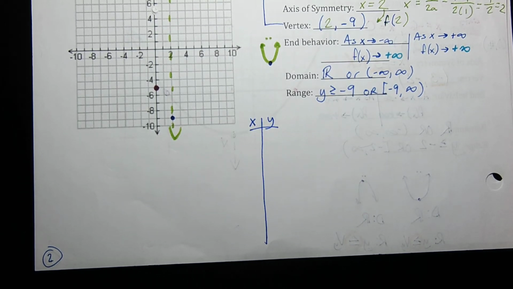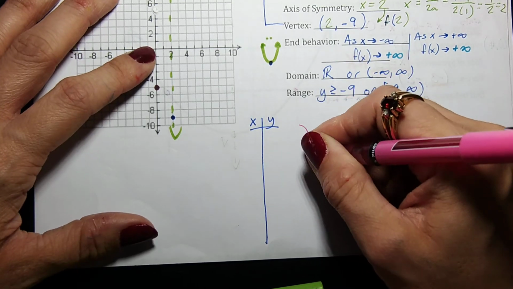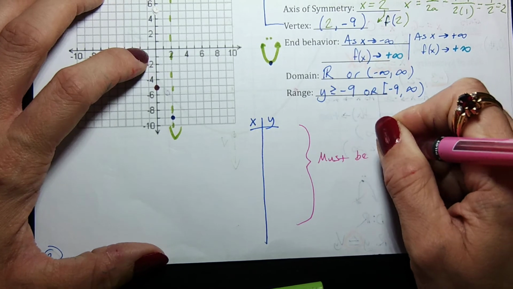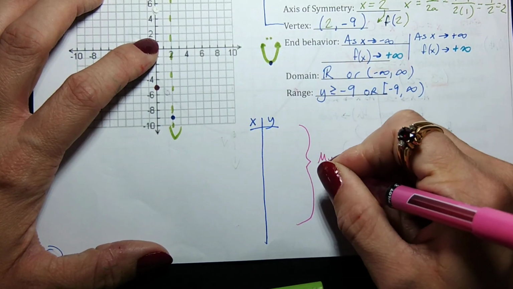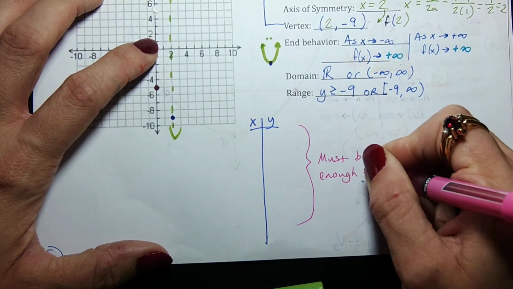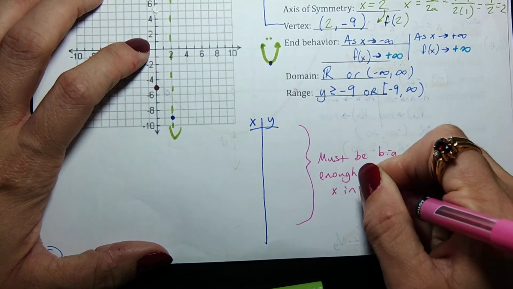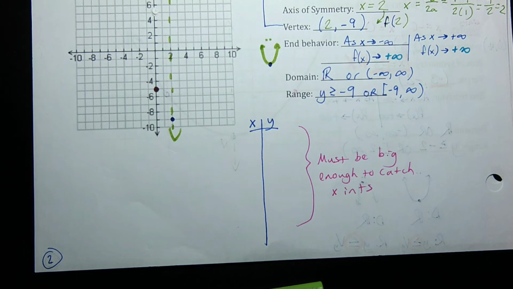So put a note that says, must be big enough to catch the x-intercept. So you might have to have 9 points. You might have to have 11 points. But we need to make sure that we find our x-intercepts exactly, since that's the only key feature that we haven't found yet.